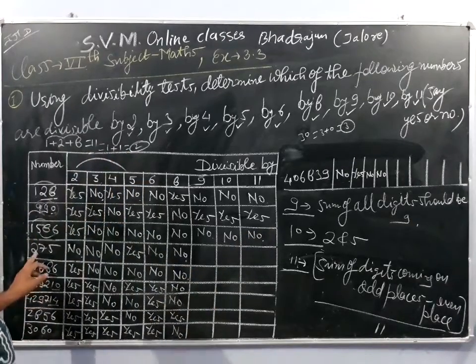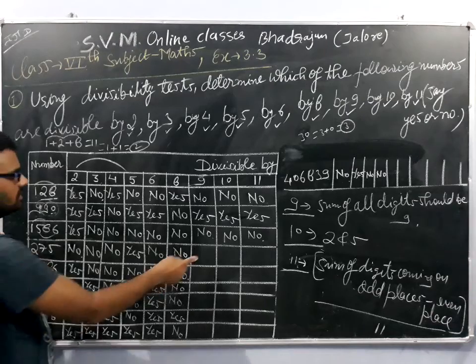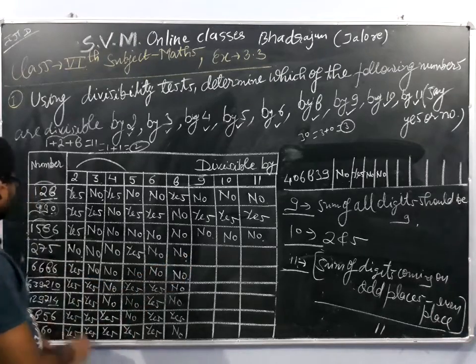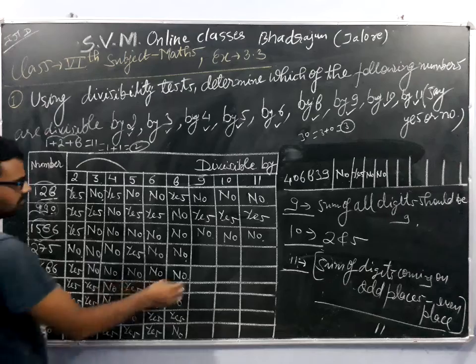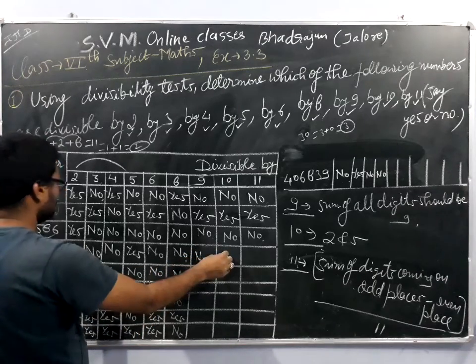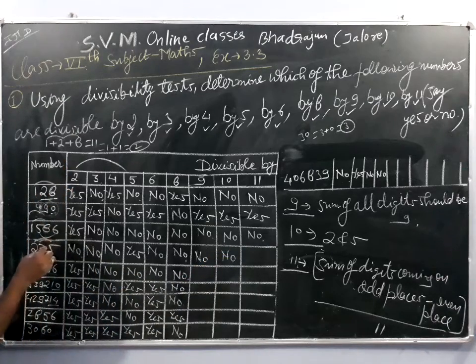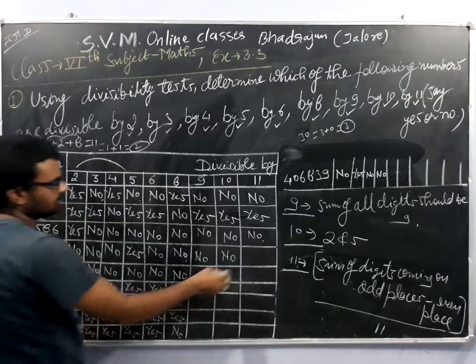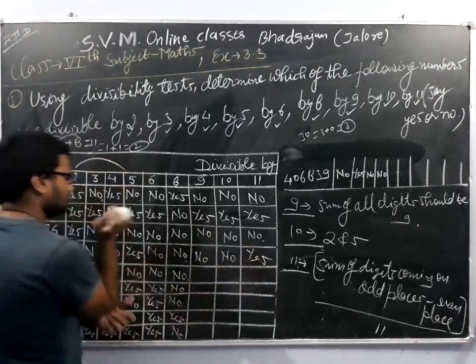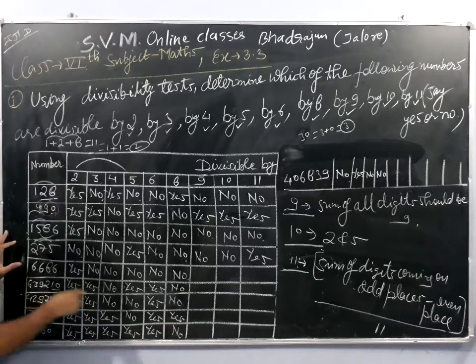Let us move towards 275. We are seeing the number is not divisible by 9 because the sum is 14, and the number is not divisible by 10 as well because the number is not divisible by 2. Now go for 11: 5 plus 7, 2 plus 5 is 7, 7 minus 7 is 0, hence the number is divisible by 11.